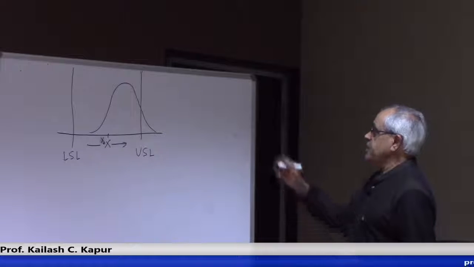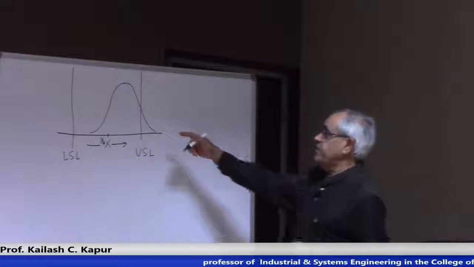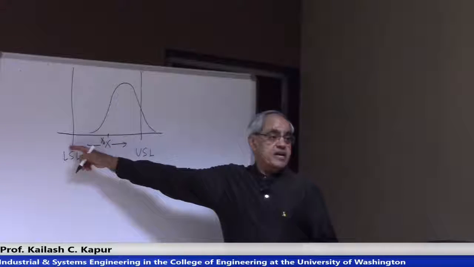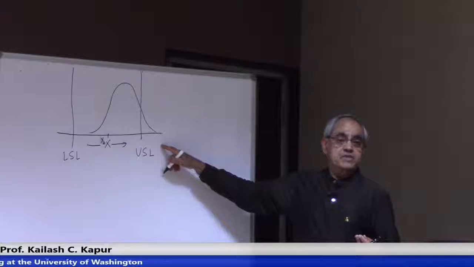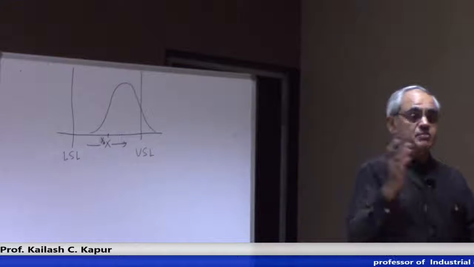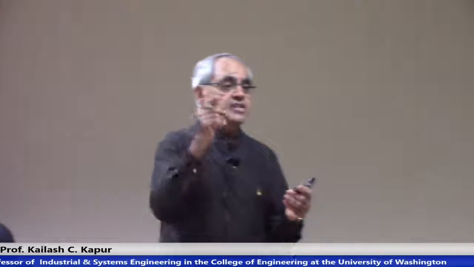Then people ask how capable this process is. You can see this is very capable relative to the lower spec, but not very capable relative to the upper spec. So we could develop a capability index relative to the lower spec and a capability index relative to the upper spec, and then take the worst of the two.